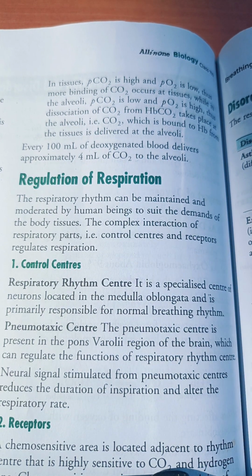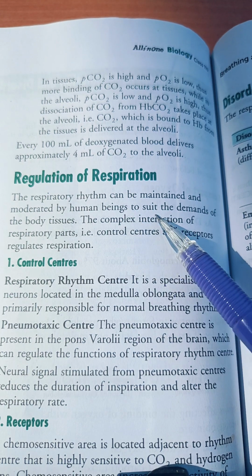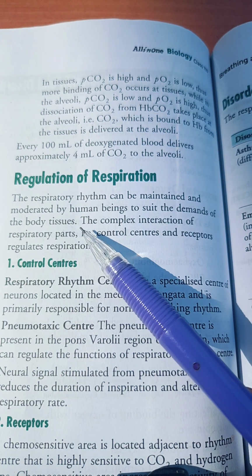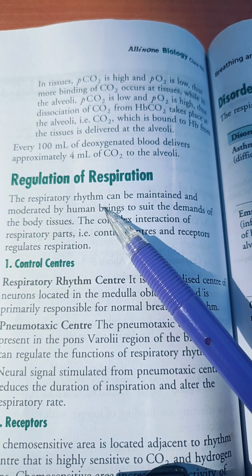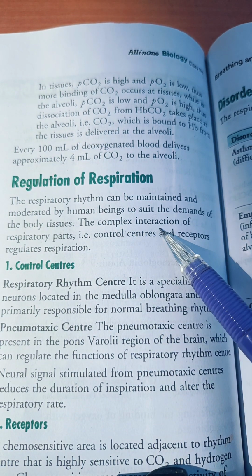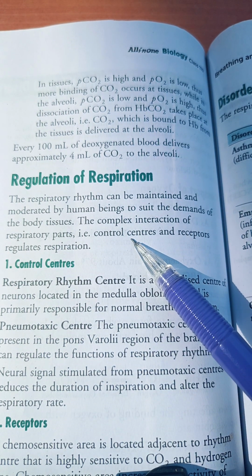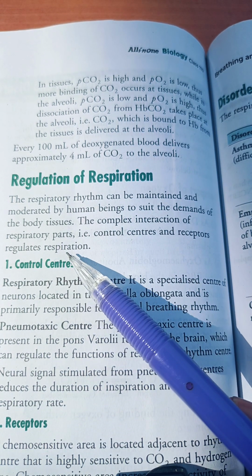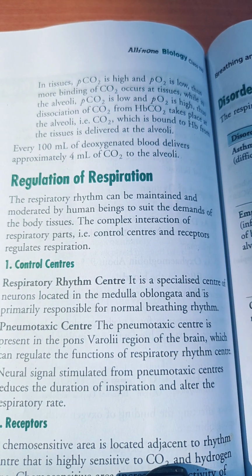The respiratory rhythm can be maintained and moderated by human beings to suit the demands of body tissues. Means what? You can breathe fast or slow, depends on you. The complex interactions of respiratory parts, that is control centers and receptors, regulate respiration. Control centers and receptors, what are they?